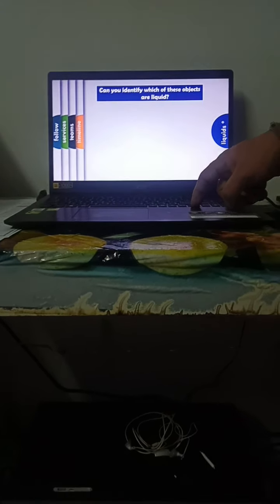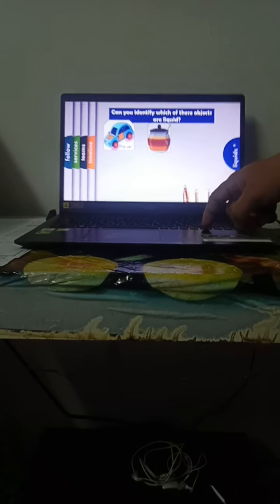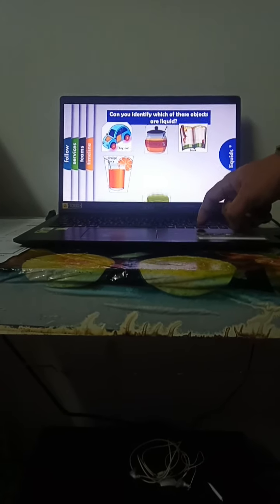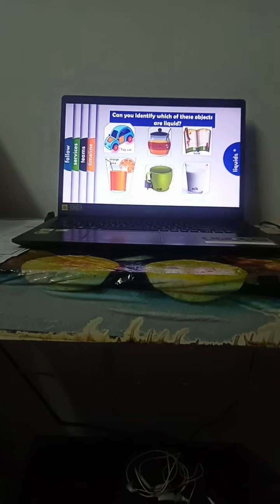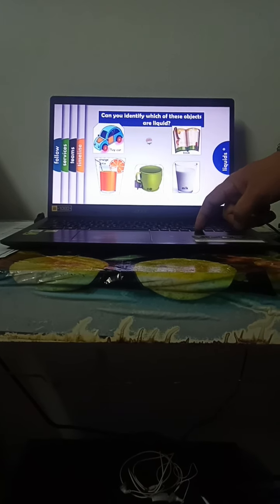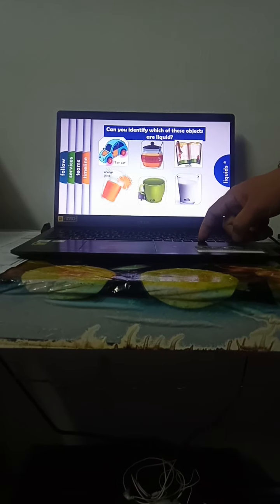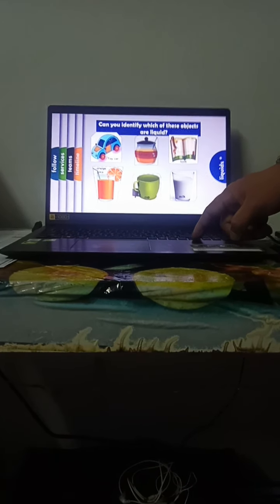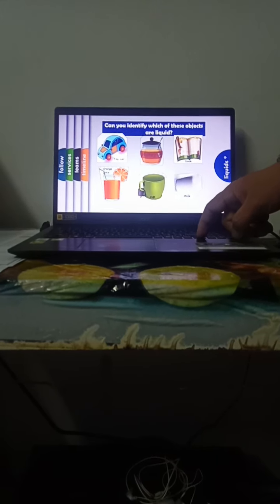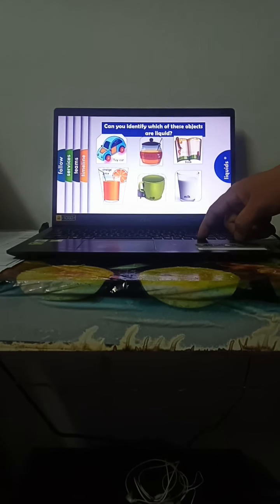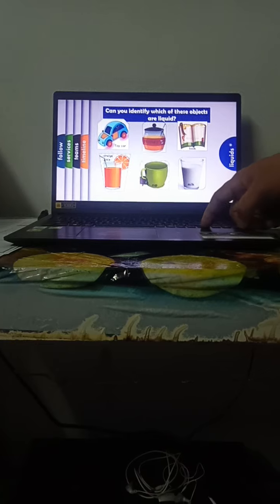Okay, here are some objects. Can you identify which of these objects are liquid? Okay, let's identify liquids. Honey. Orange juice is a liquid. And milk. They are all liquids.